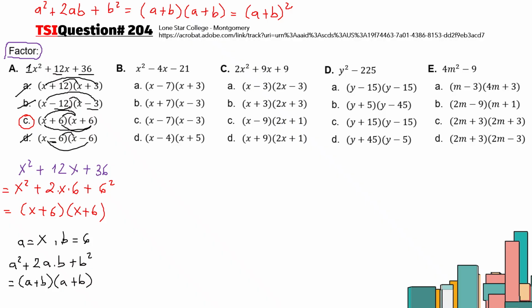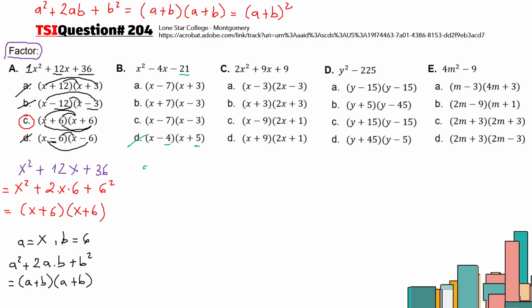Okay, now for B, I have 2 negatives. Now I see that I cannot use the formula because 21 is not the perfect square of a number. So I will have to break it down. And here you see that 7 and 3 is 21. But if you do 4 and 5, that's only 20. So D is eliminated.